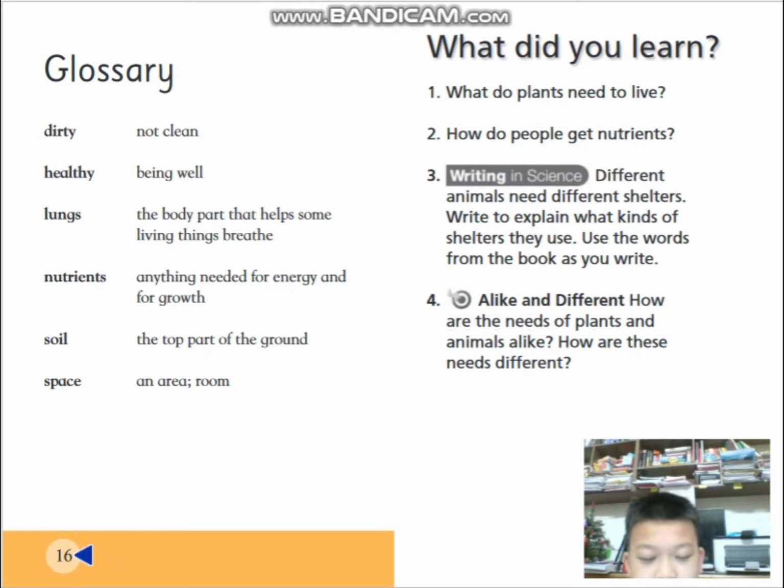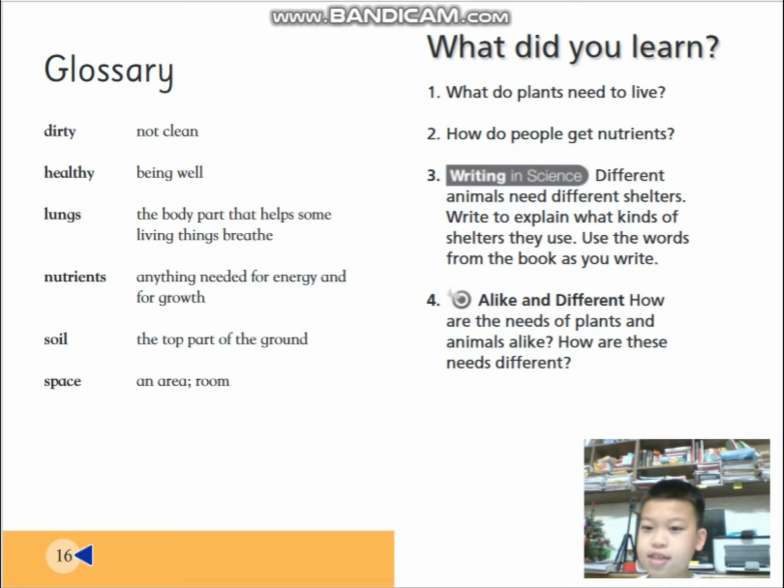We need to look at some words in the glossary. Dirty means that it's not clean. Healthy is being well. Lungs is the body part that helps some living things breathe. Nutrients is anything needed for energy and for growth. Soil is the top part of the ground. Space is an area or room. But still not ended yet.